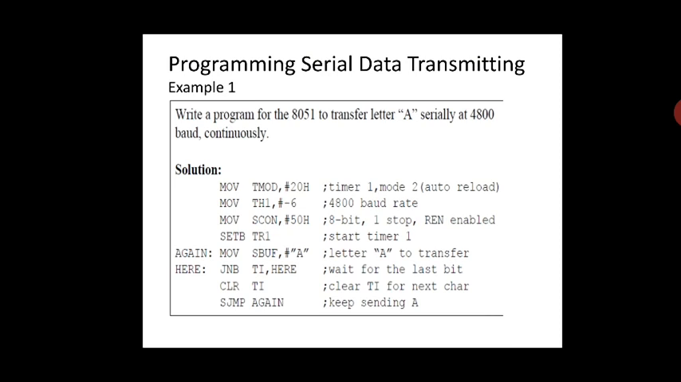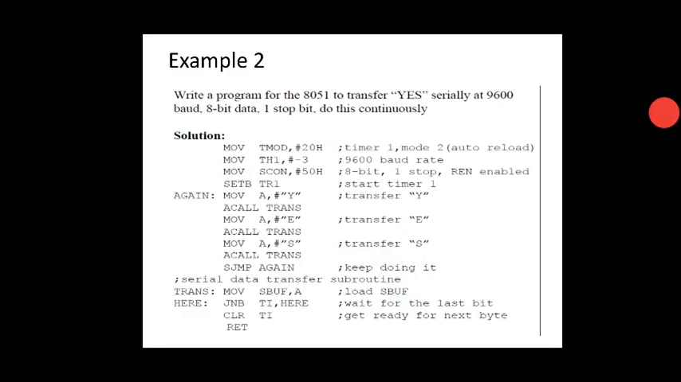Means it has completed and is ready to transmit one more data. When it is raised, the loop will be broken and it will go to the next instruction, clear TI. We need to stop the timer and jump again, so that it will keep on looping this operation to transmit letter A at the rate of 4800 continuously. Let us go to one more program.